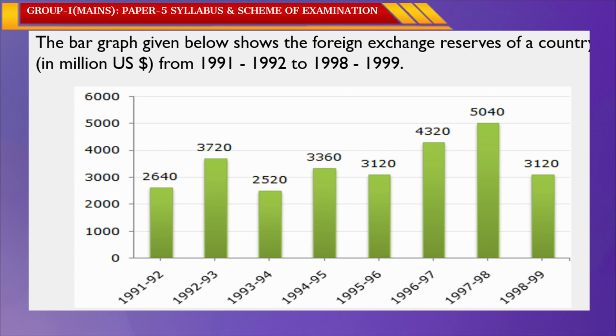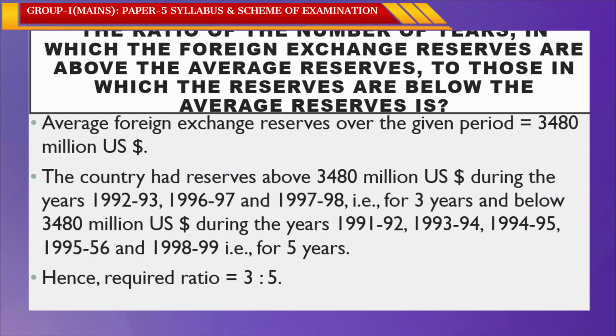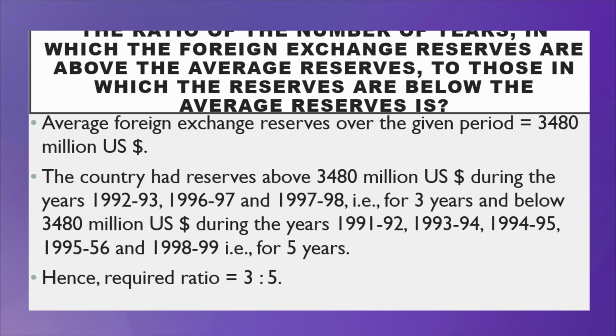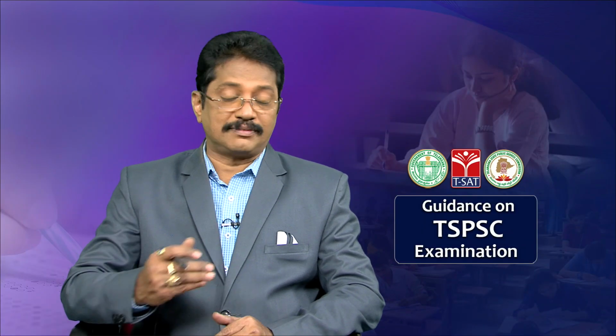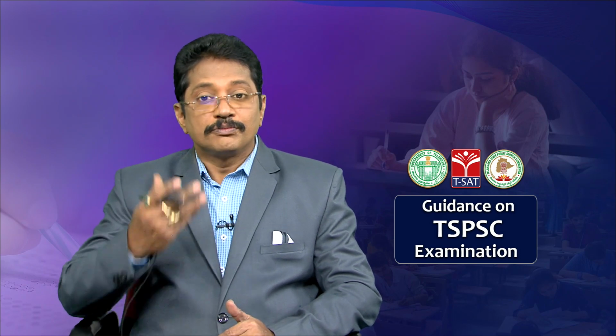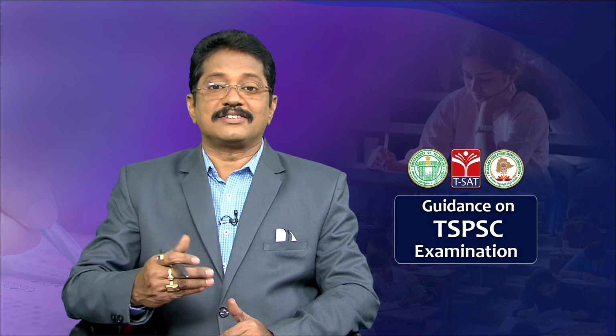Okay, the diagram is given. And how will the question be asked? See the question: the ratio of the number of years in which the foreign exchange reserves are above the average reserves to those in which the reserves are below the average reserves. Do you understand this question? This is very important, and very simple. Here we are going to find the ratio of the number of years. Which years are we going to consider? The years where the foreign exchange reserves are above the average to those below the average.